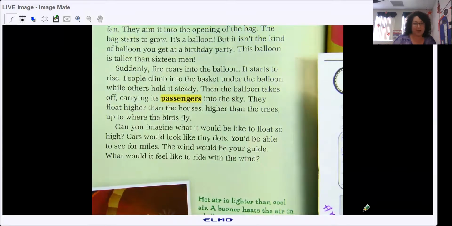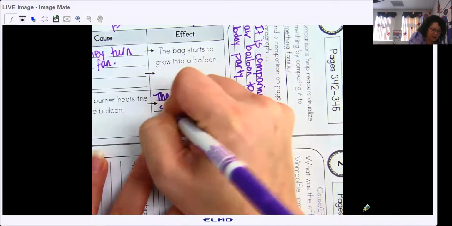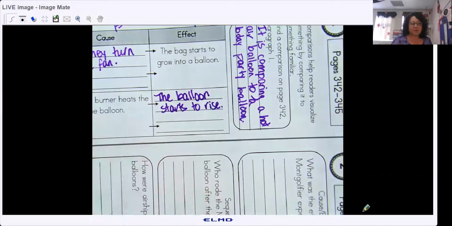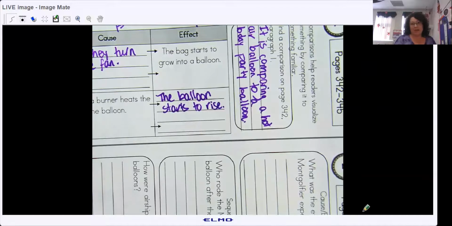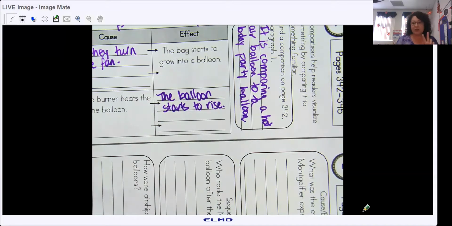The balloon starts to rise, right? The balloon starts to rise. Now, in the past, we've done the first two boxes together. But as you're getting closer and closer to fourth grade, it's time to do a little bit more independent work, okay? You've got to do some of that reading. So the next box, box 2, is going to be your job. 3, 4, and 5 are tomorrow. Box 2 is your job today.